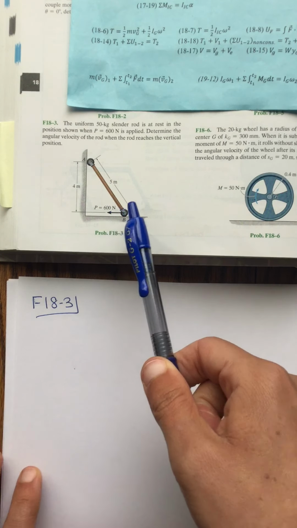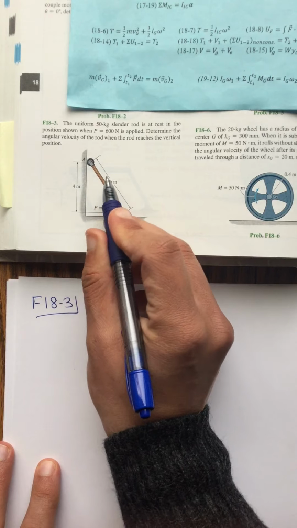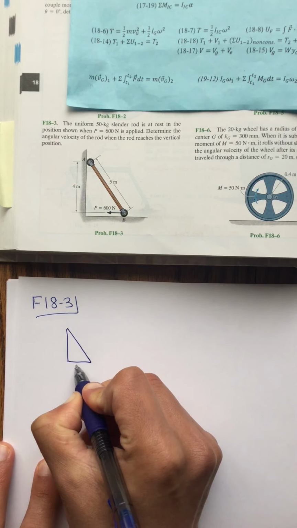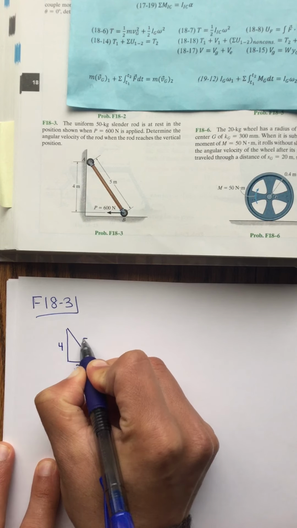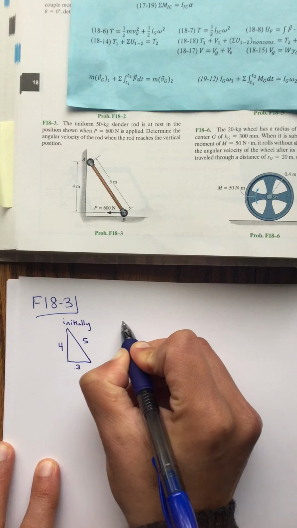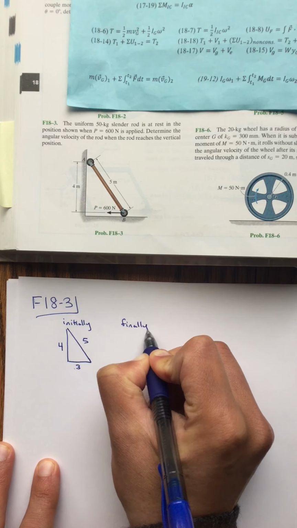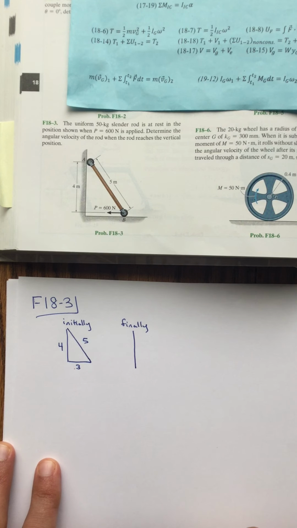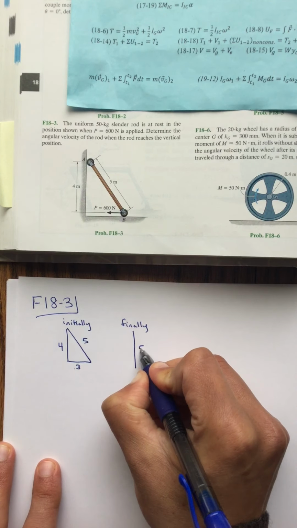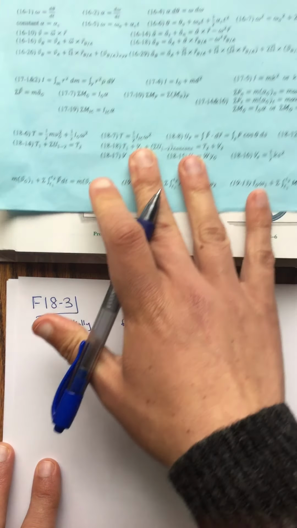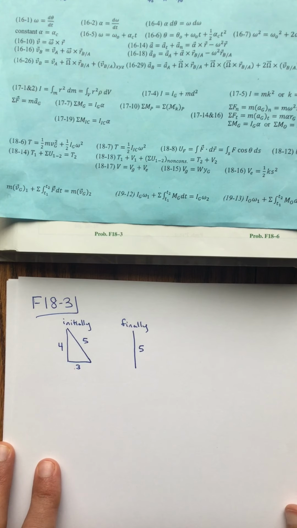Okay, so the rod is starting off like this. This distance is 4, this is 5. So this is a 3, 4, 5 triangle. This is initially. And finally, the rod is in its vertical position like this. And this would be 5 for the length of the rod. We're going to use work energy to solve this problem.